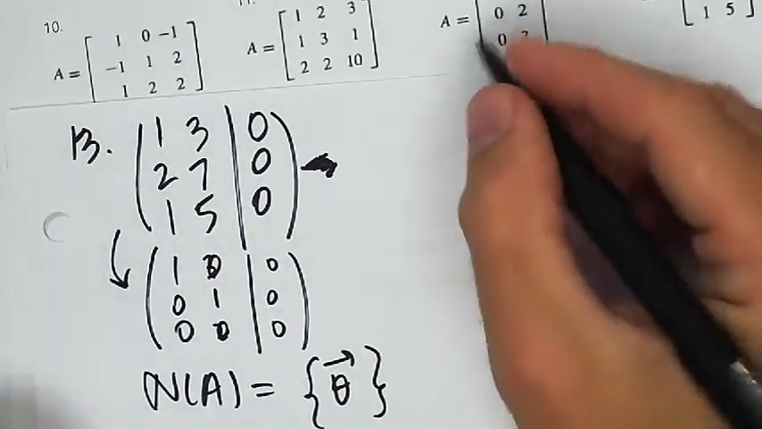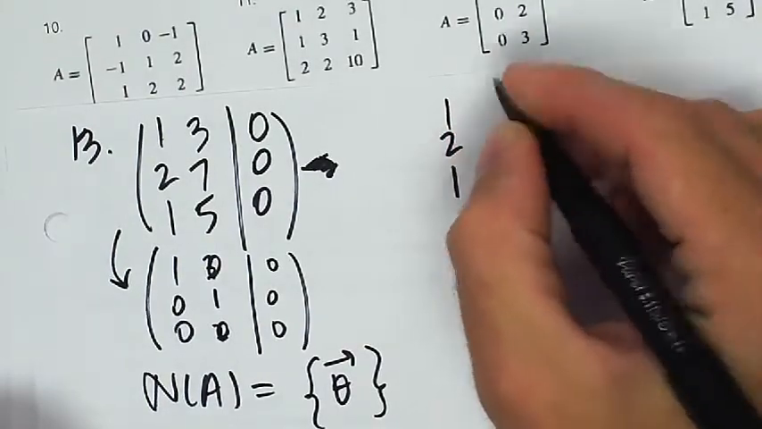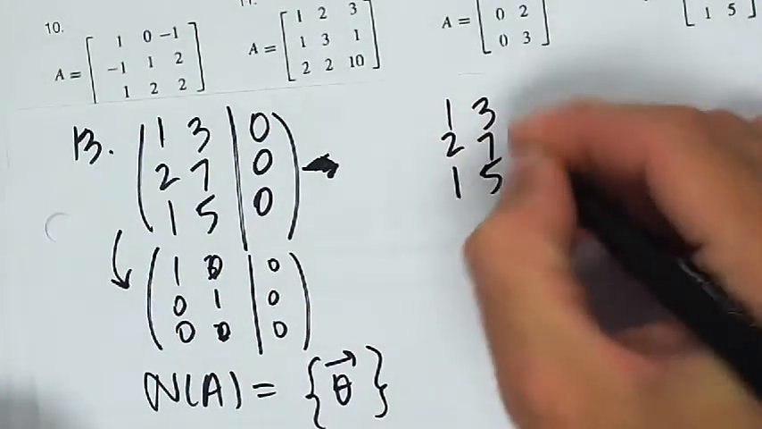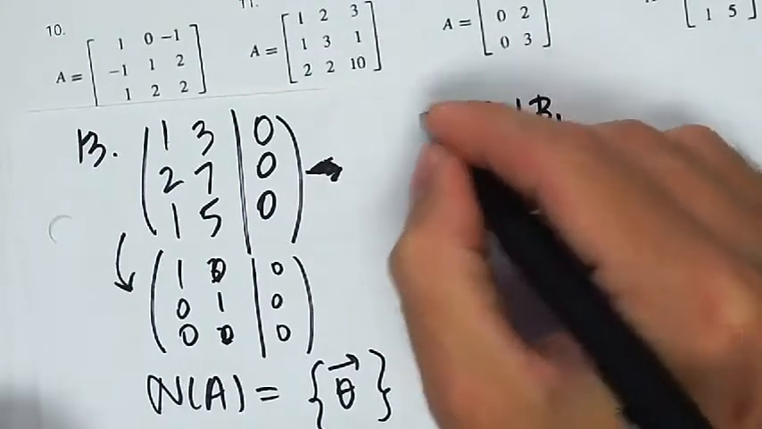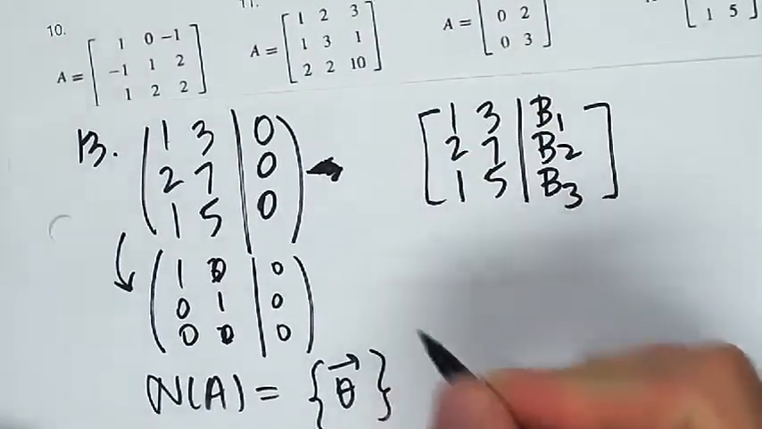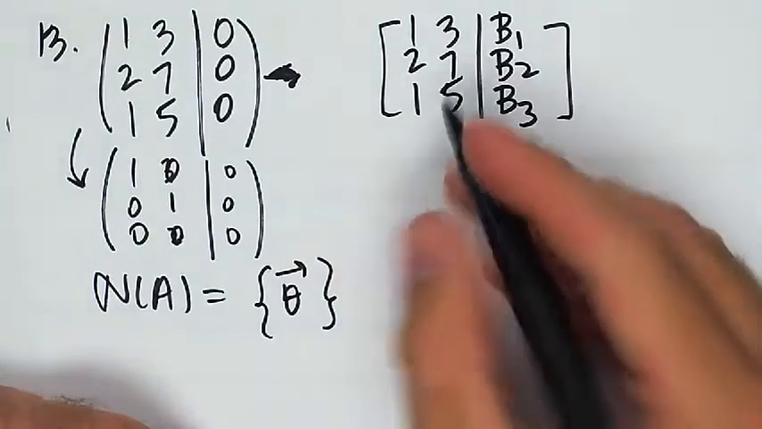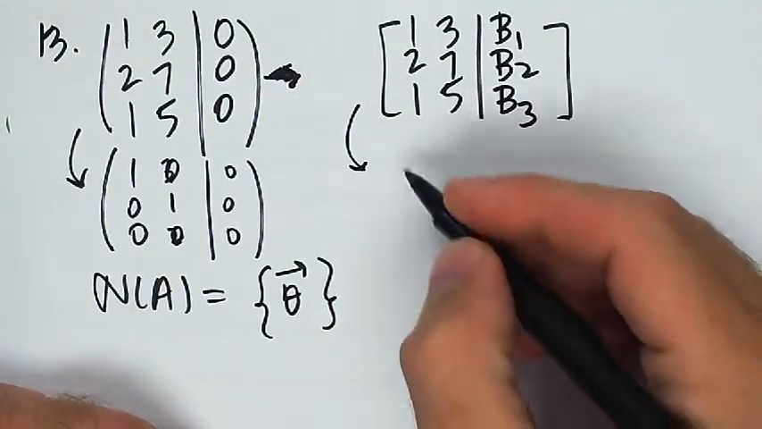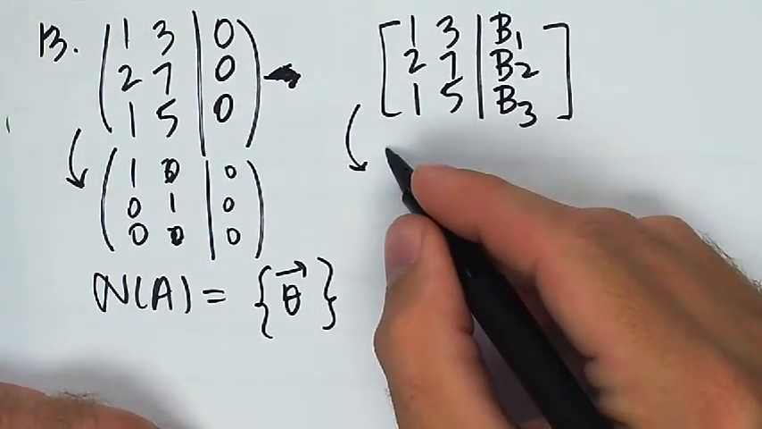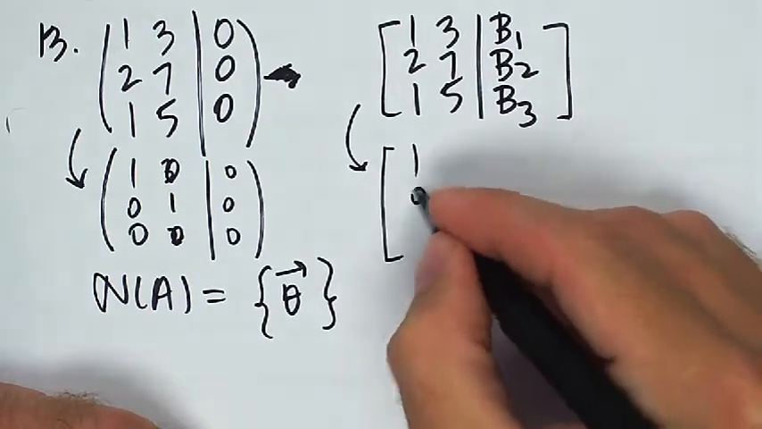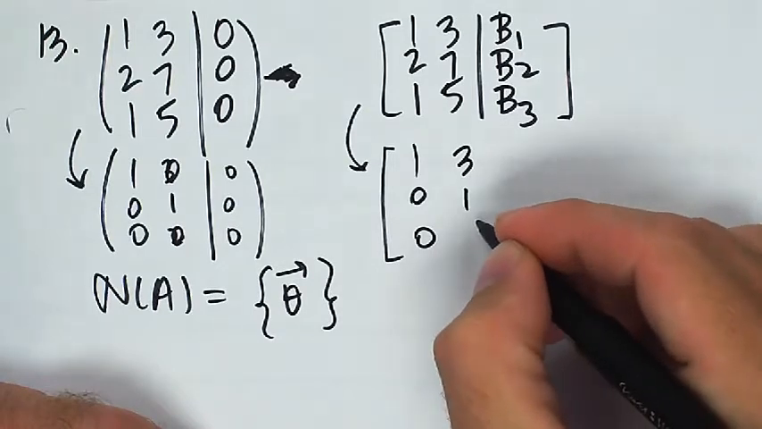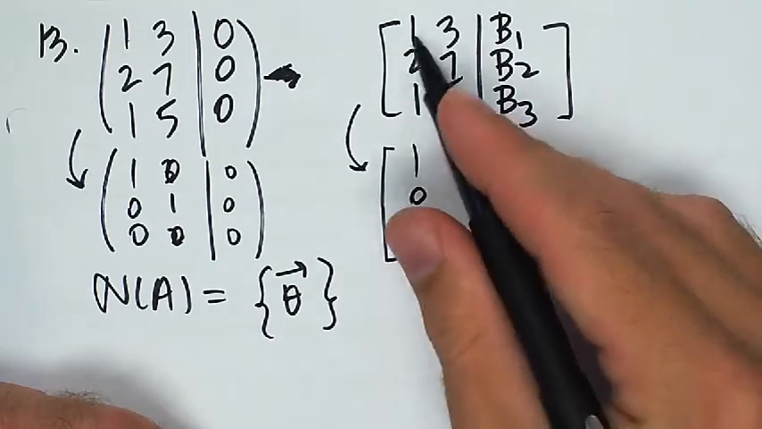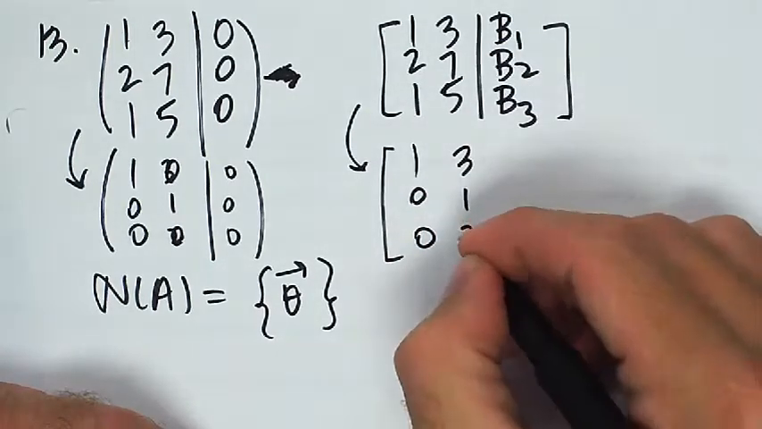Okay, now let's determine the range. I'll have 1, 2, 1, 3, 7, 5, and b1, b2, and b3. All right, and I'm going to row reduce it. This is the same steps. So 3, 1. If I subtract 5 minus 3, that's 2.